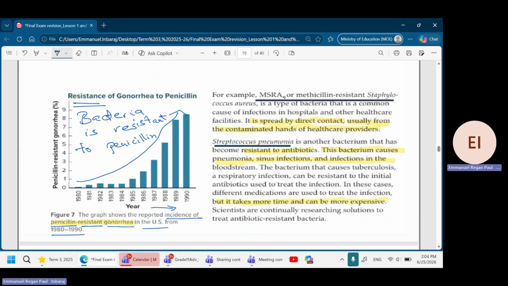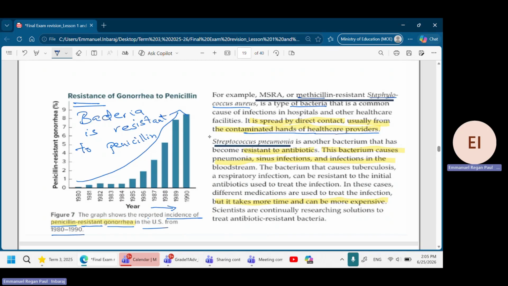And then look at this. There is a bacteria, you see. The name of the bacteria is Staphylococcus aureus. Okay, so this is resistant to, see, methicillin. This is another. So methicillin resistant Staphylococcus aureus is a type of bacteria. So how does this bacteria spread? It spreads usually from the contaminated hands of healthcare providers. That means in the hospital, it can spread from nurses, from doctors. From them, this bacteria can spread, and this bacteria is resistant.